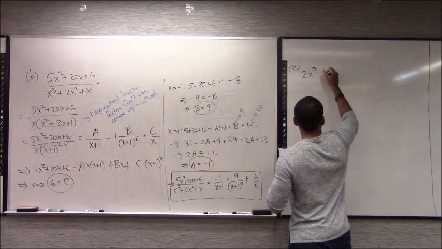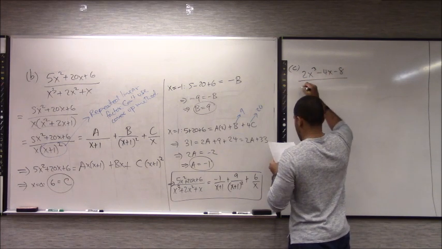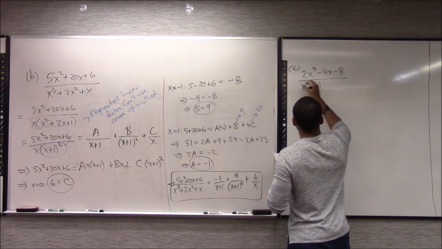So 2x cubed minus 4x minus 8 over x squared minus x.